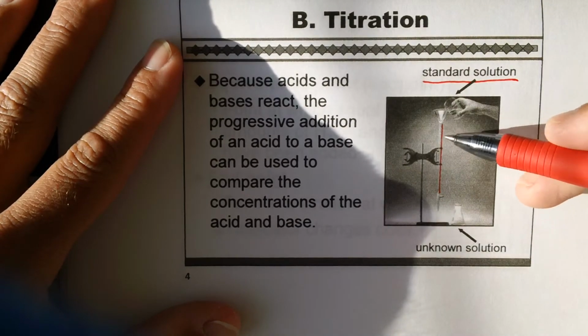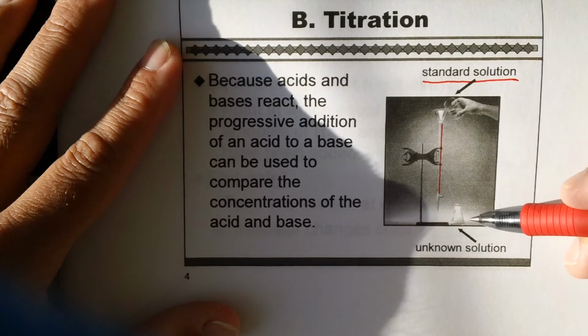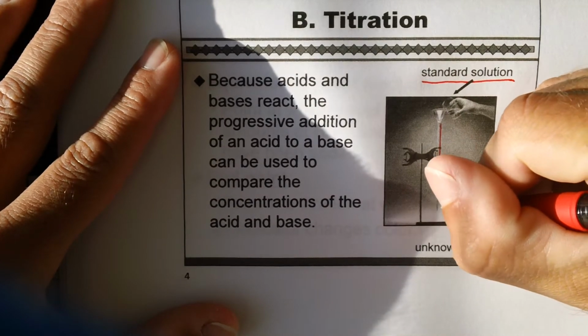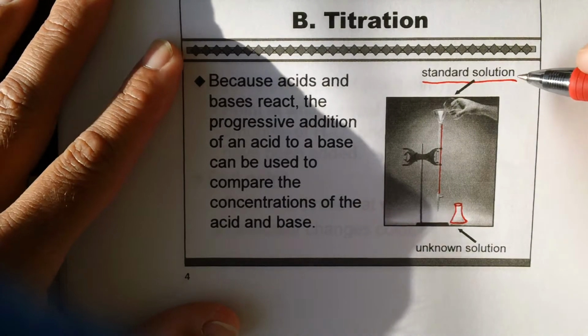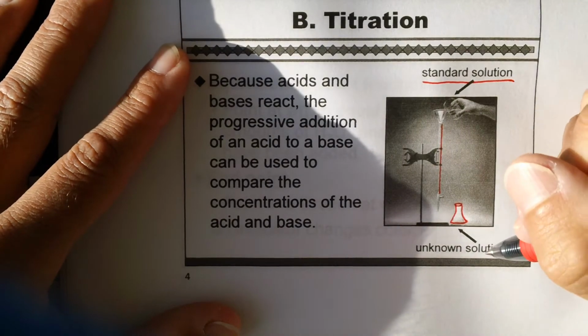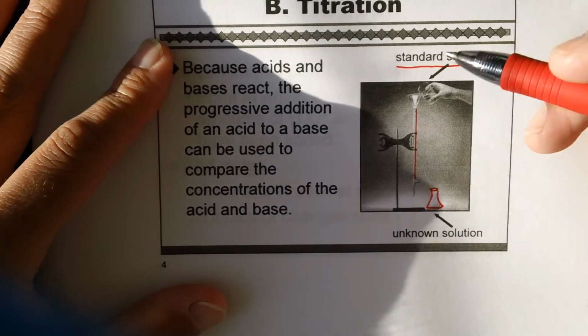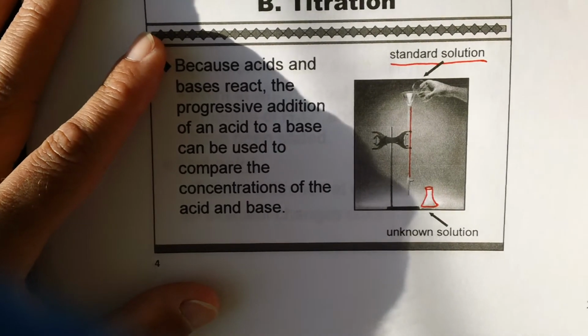So you fill this whole long, really accurate tube with that standard solution, and then in the flask down here you put the unknown solution. When they say unknown solution, you know what the solution is, you just don't know what the concentration is. This is all about figuring out, I know the concentration of one of them, how can I use that to find the concentration of the other?